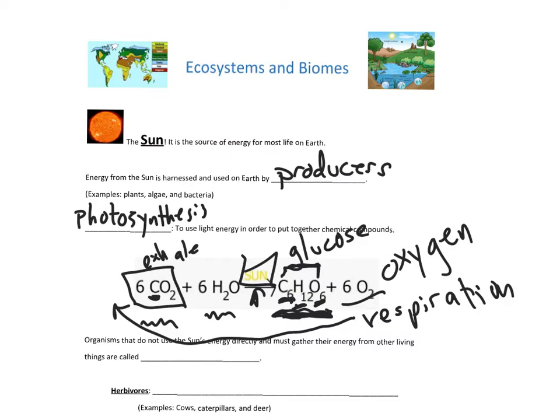And organisms that do not do photosynthesis rely on other organisms that do. So producers do photosynthesis. Organisms that don't do photosynthesis need to get their energy from producers. And the category of organisms that need producers to live are called consumers.